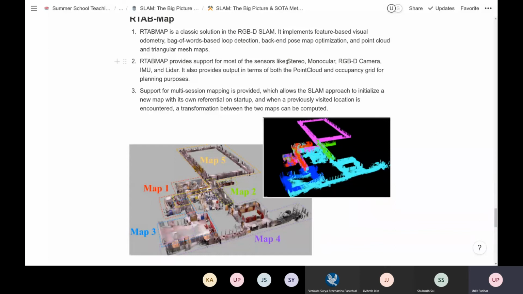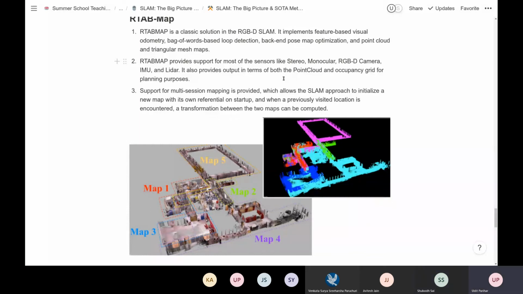Currently it supports most of the sensors available in the market, like stereo sensors, monocular sensors, RGBD cameras, IMU, and lidar. If a new sensor like the RealSense comes into the market, it would be supported too. So it is quite a popular package from the engineering point of view. It also provides output in various formats, like point clouds and occupancy grids. So people also use RTAB-Map for navigation. If you want to do path planning, it provides output as an occupancy grid, which is useful for planning algorithms, which we are going to cover in later lectures. There you will see what planning algorithms are, and if you have an occupancy grid as output, then you can do planning as well.